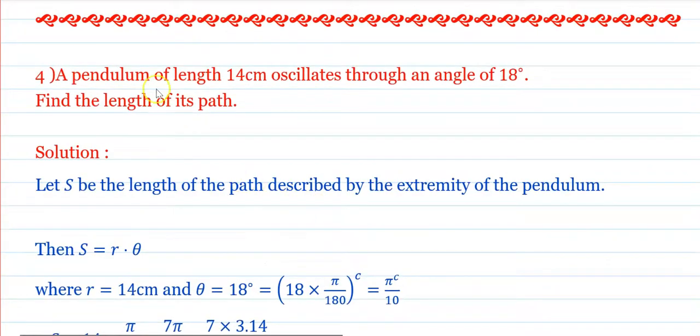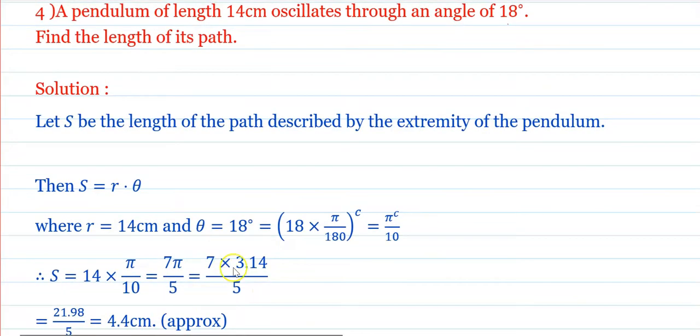Next, a pendulum of the length 14 centimeter oscillates through an angle of 18 degree. Find the length of its path. म्हणजे length of arc find out करायचा आहे. Let S be the length of path described by extremity of the pendulum. S is equal to r theta. r is 14 centimeter. Theta is 18 degree. Therefore, convert this to the radian. Theta into pi upon 180, 18 ones and 18 tens. That is pi by 10 radian.